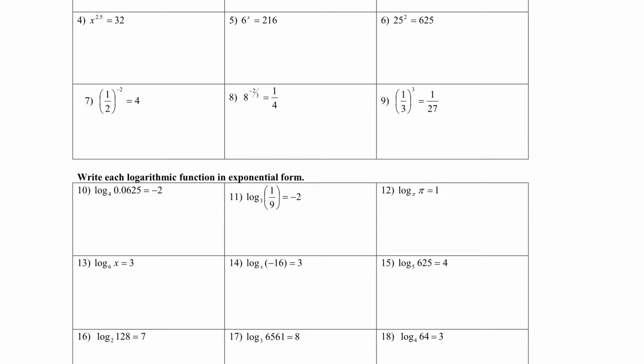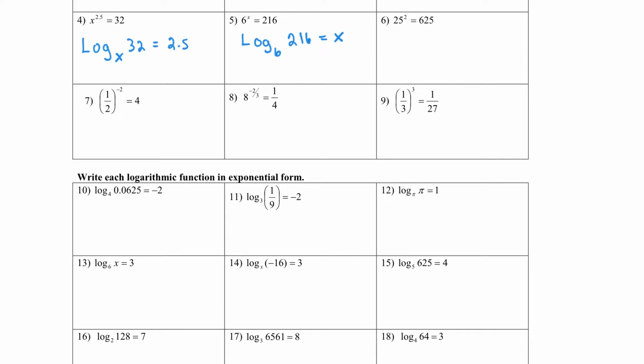For number 4, we have x to the power 2.5 is equal to 32. So what you do is you start by writing log. The base is x. We know the answer is 32, so that equals 2.5. Number 5, we have 6 to the power x equals 216. So we have log, base of 6. The answer is 216. So the x will be the exponent, will be equal to x.